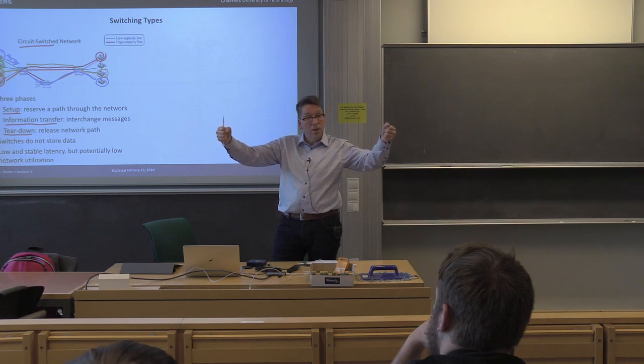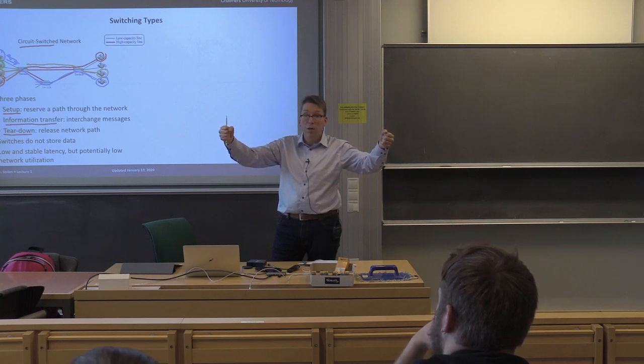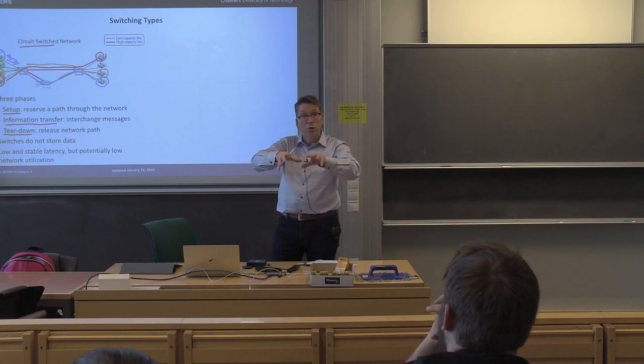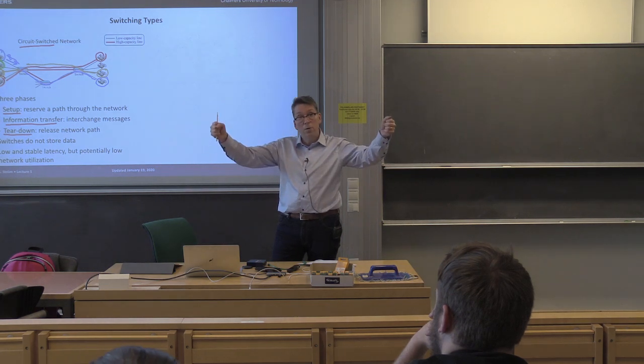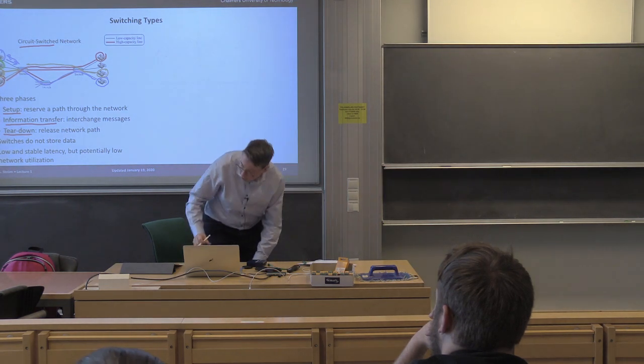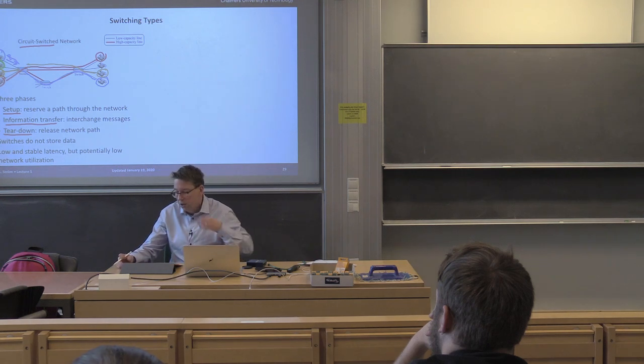Then that means that there is no data going through the network, but you still have reserved network resources. You have occupied this path through the network, which means that no data goes through the network, even though the network is busy. So this is low network utilization. These resources, which are not used in the network, cannot be used for something else. They have been reserved for this phone call. So potentially, we have low network utilization in this case.